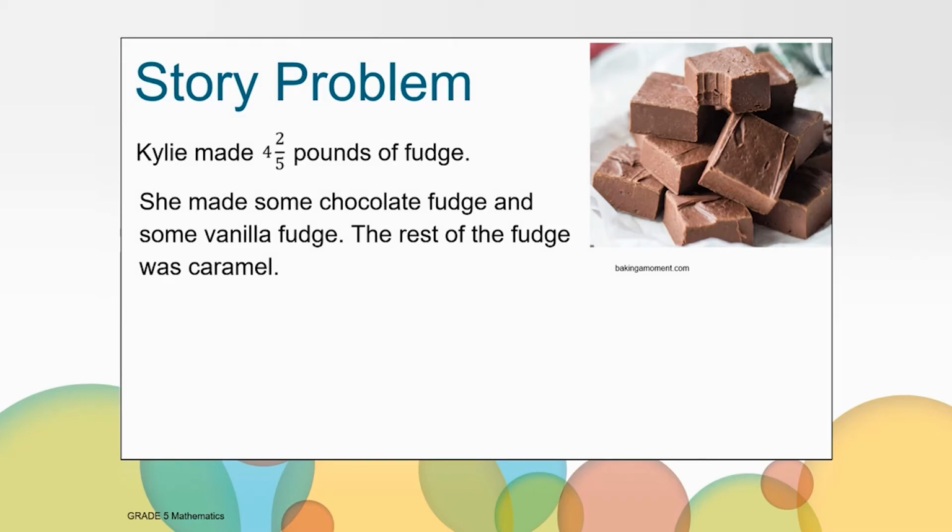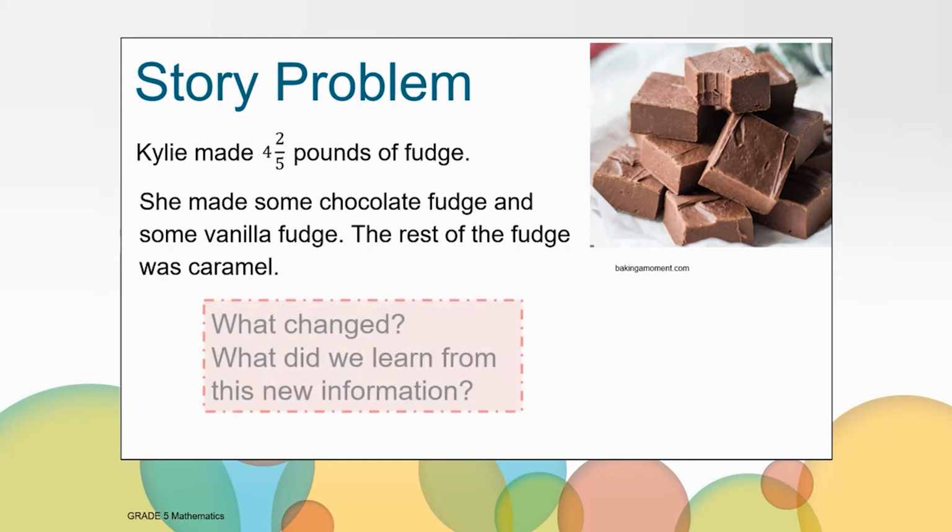Kylie made 4 2/5 pounds of fudge. She made some chocolate fudge and some vanilla fudge. The rest of the fudge was caramel. What changed in the problem? What did we learn from this new information? Yeah, we now know the amount of fudge that Kylie made. She made 4 2/5 pounds of fudge. Can you imagine that much fudge?